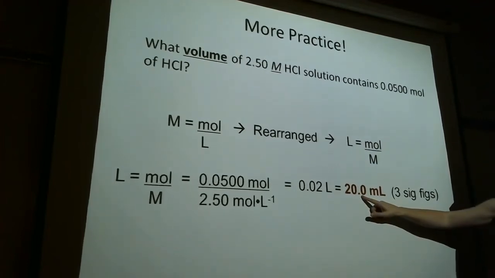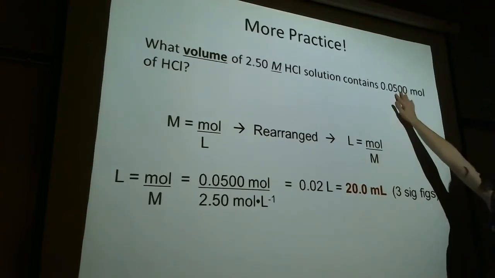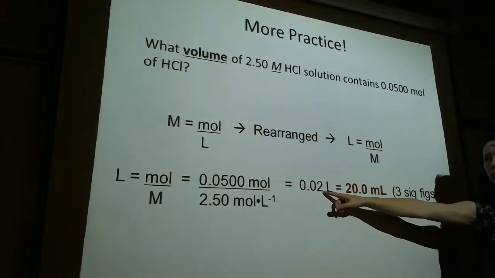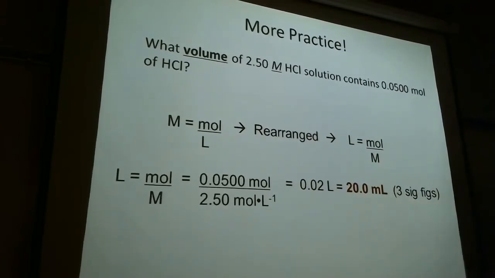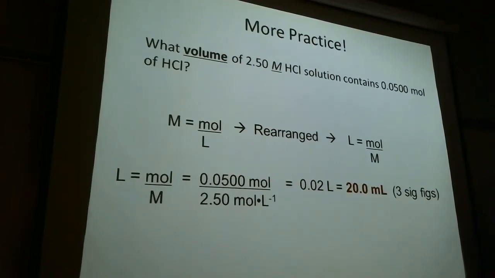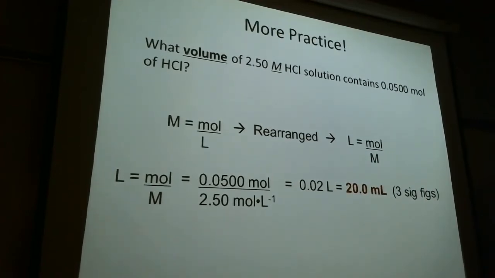But this is 3 significant figures because I have 3 sig figs here and 3 sig figs here. Okay? My calculator doesn't know anything about sig figs. So make sure you understand how to write your final answer to reflect the sig figs component. Does this make sense?